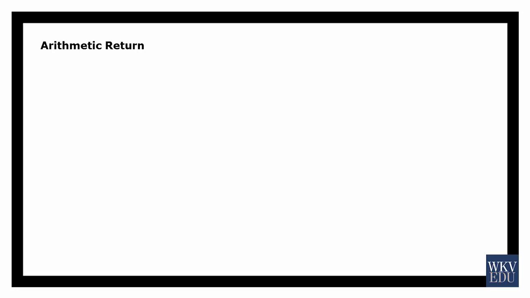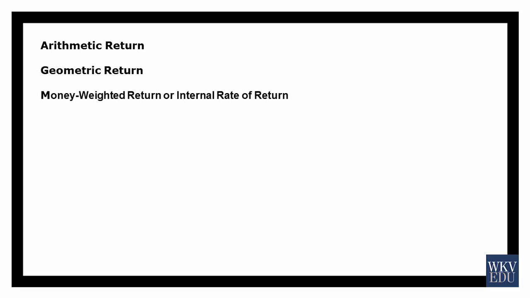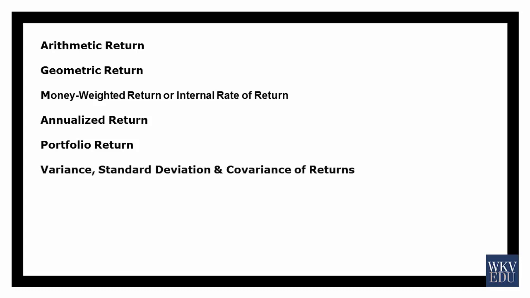Arithmetic return, geometric return, money weighted return or the internal rate of return, annualized return, the monthly return and annualized return, and the portfolio return. The return on a portfolio is simply the weighted average of the returns on the individual assets. So these metrics have all already been discussed. Now we'll be moving towards variance and covariance of returns.